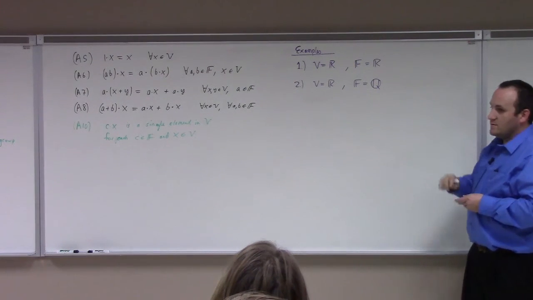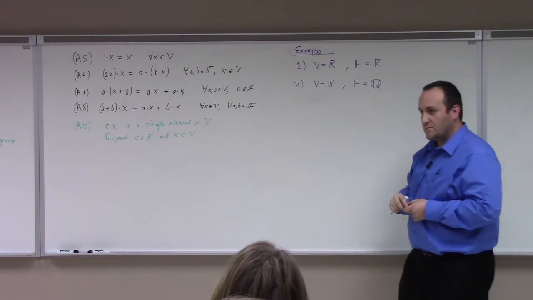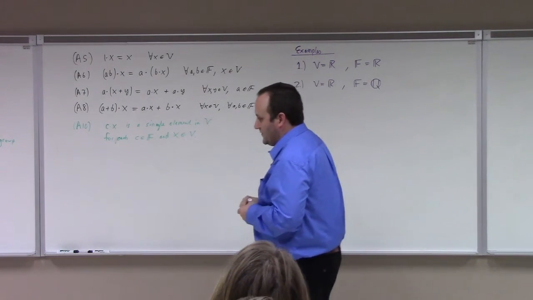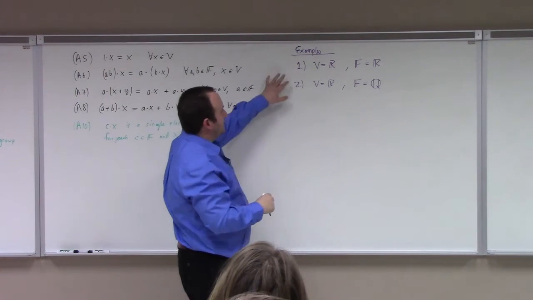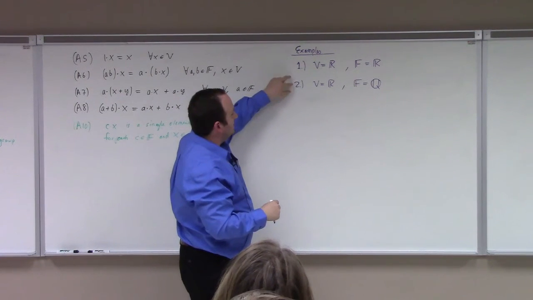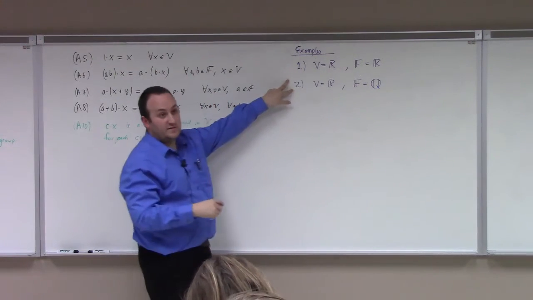And examples 1 and 2 are very, very different. We will learn the meaning of this word called dimension as we go on. Once we know what that word means, we can say that example 1 is a one-dimensional vector space, whereas example 2 is an infinite dimensional vector space.